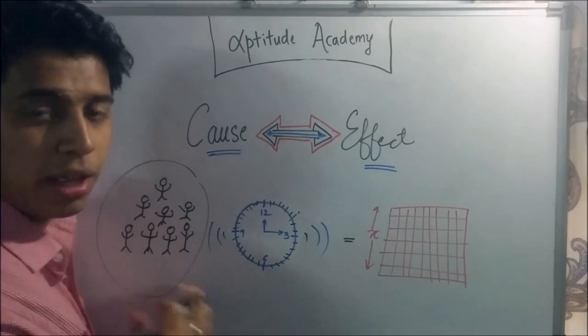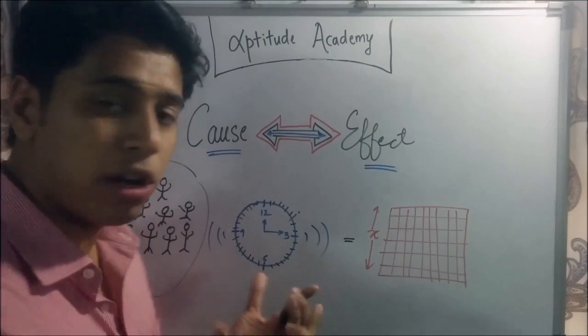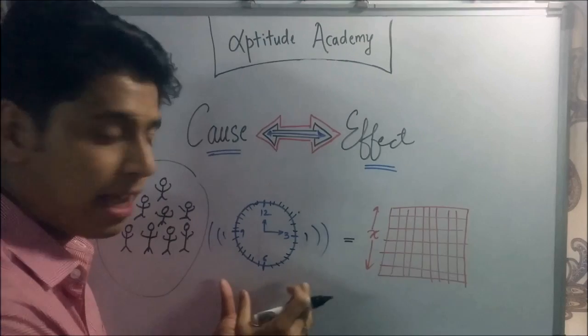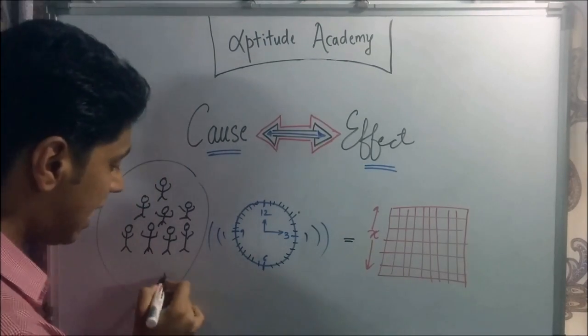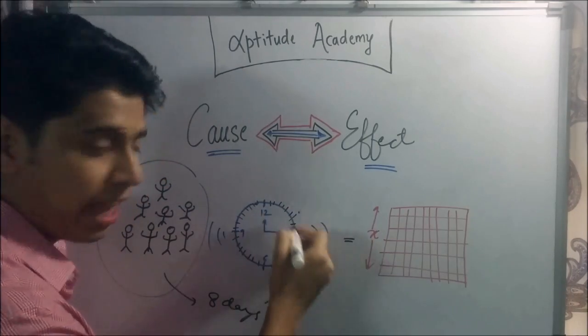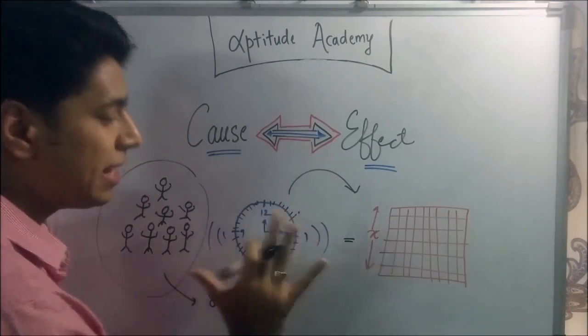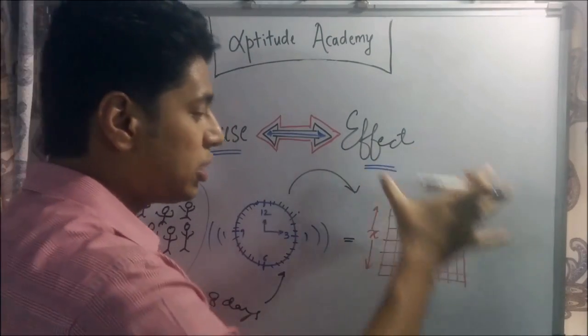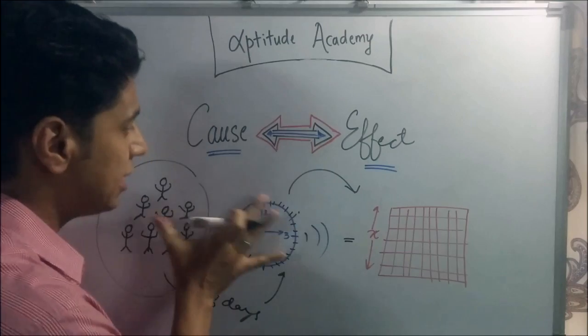The men working. Now in the exam, the basic principle is going to remain the same, but they're going to change it. What they're going to say is 8 men have worked for 4 hours and then they've built a wall. Or they'll say 8 men have worked for 8 days, working 2 hours every day, and then they built a wall. So basically men work for some time and then they build your wall. So the effect is going to be the wall and all of this is going to be the cause.